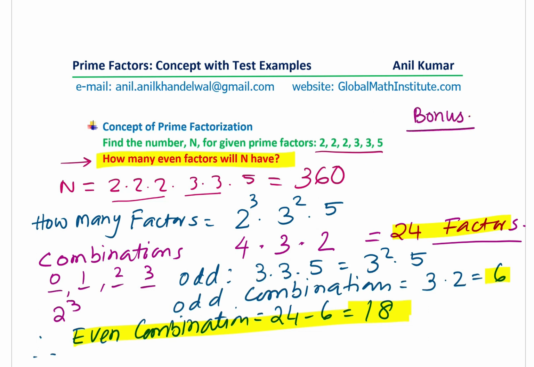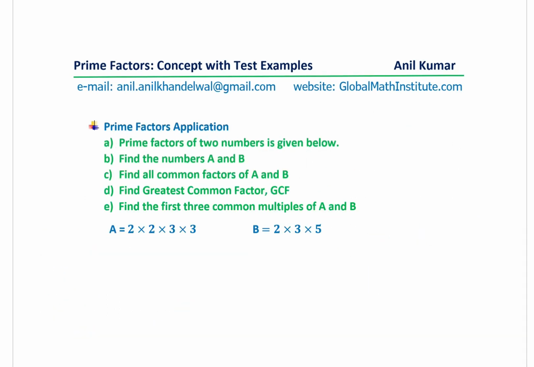Now, next question here is again on prime factorization application. This time, prime factors of two numbers are given below. These are prime factors. Find the numbers a and b. You have to find all common factors of a and b. Find the greatest common factor and find the first three common multiples of a and b. That is the question for you. How do we do this?